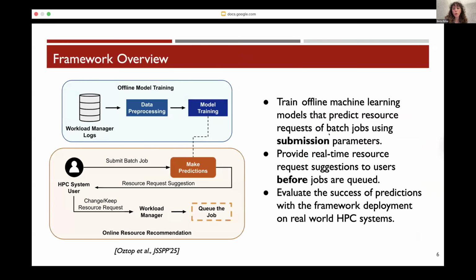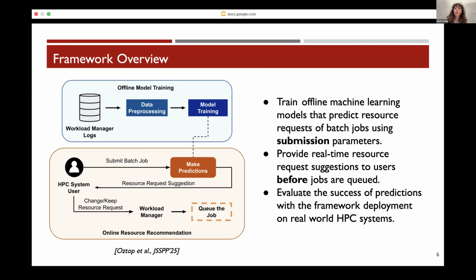So I will first move on with the design of the framework. This is the big picture consisting of the offline model training and online resource recommendation parts. In the offline model training, we are using real-world workload manager logs, and we are training offline machine learning models to predict the resource requests of batch jobs using the submission parameters. These are the batch job submission parameters that I discussed in the previous slide, and they change based on the workload manager that we are working with.